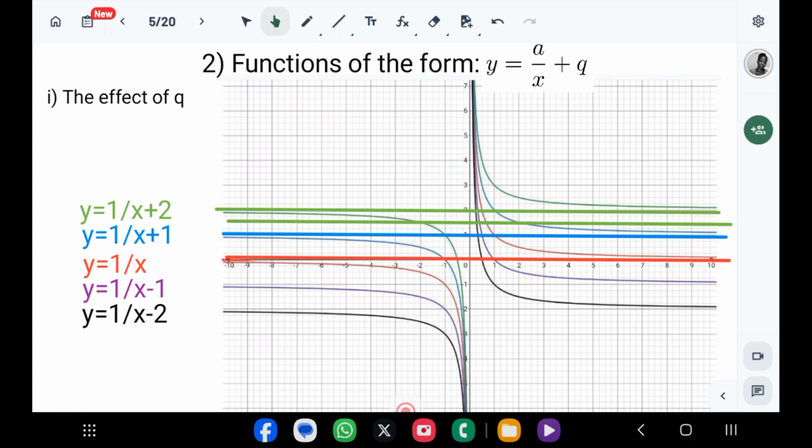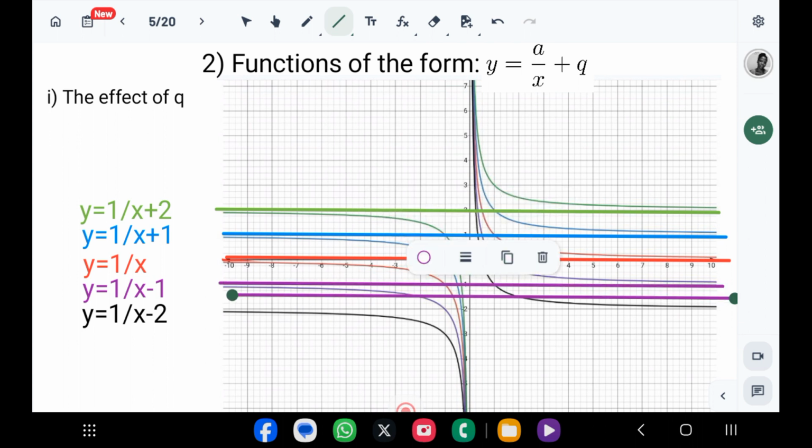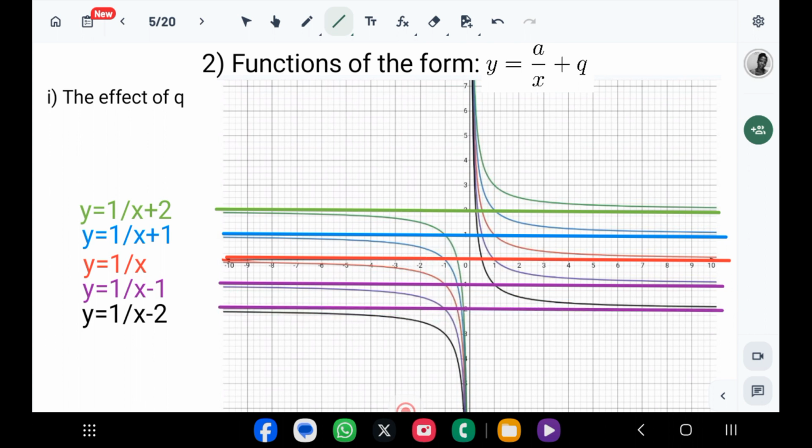Now, when y equals 1 over x minus 1, meaning that your q equals negative 1, that means your graph has been shifted 1 unit down. When y equals 1 over x minus 2, that means the graph has been shifted 2 units down. So now let's draw the lines of reference for that as well. That is the line of reference for the purple graph, which has been shifted 1 unit down. Let's change the color to purple. And we've got the last one, which is black.